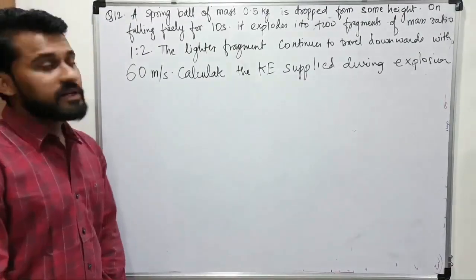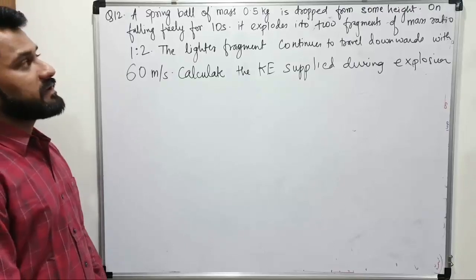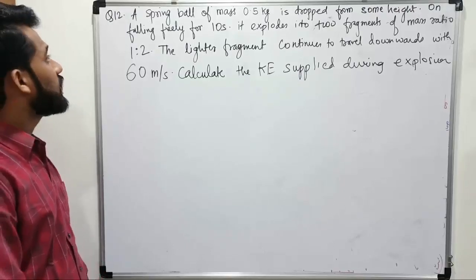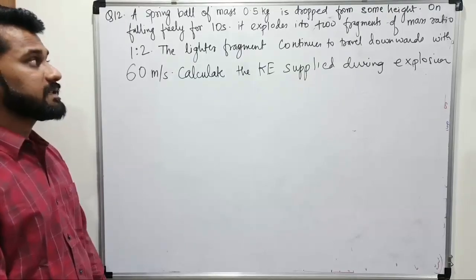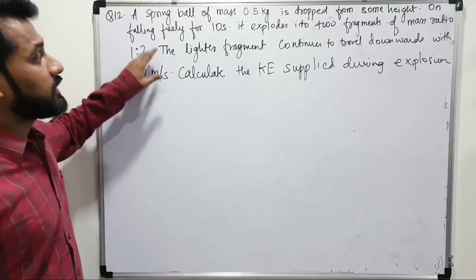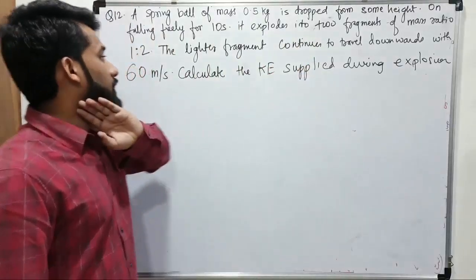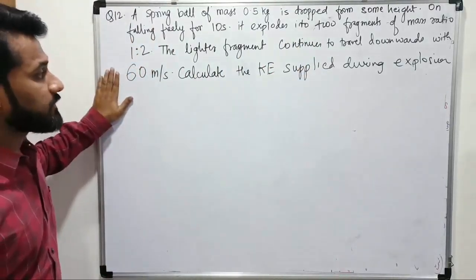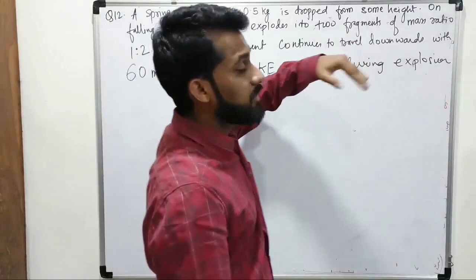Question number 12. A spring ball of mass 0.5 kg is dropped from some height. On falling freely for 10 seconds, it explodes into two fragments of mass ratio 1:2. The lighter fragment continues to travel downward with 60 meters per second. Calculate the kinetic energy supplied during the explosion.